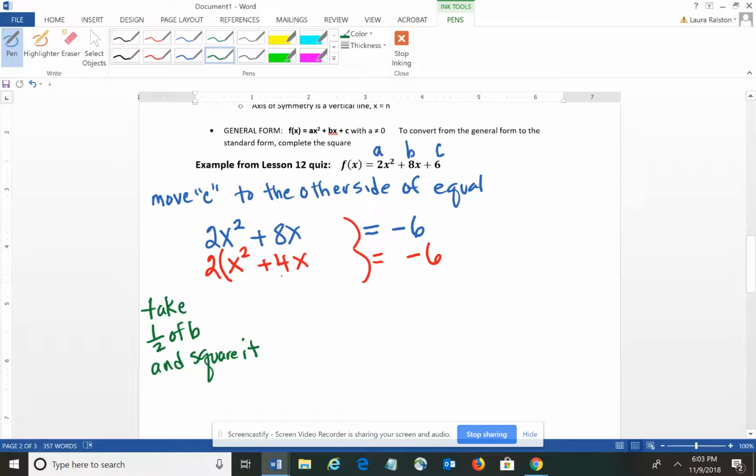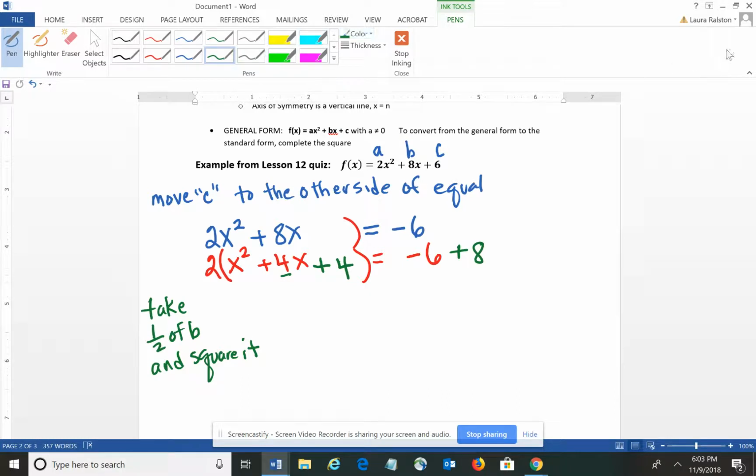So half of 4 is 2. 2 squared is 4. So I'm going to add 4 inside the parentheses, which forces that expression to be a perfect square. But now be careful. We added a 4 inside the parentheses, which has to be multiplied times this 2, which really is 8. So I've added 8 to the left side. So I also have to add 8 to the right side.